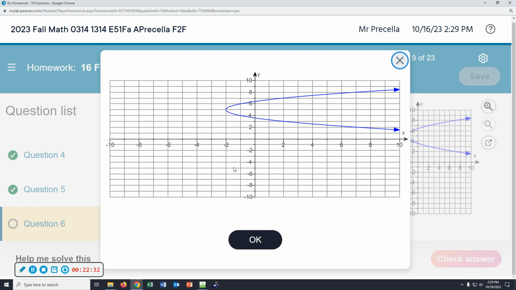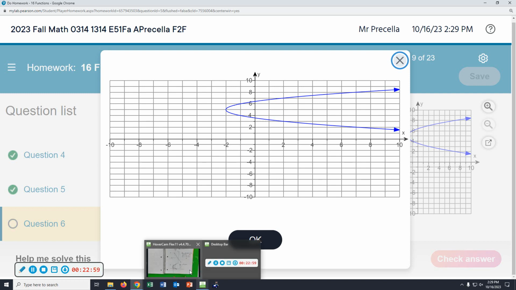So I'm trying to figure out what's the smallest x value. There's no negative 10 or negative infinity x value. Negative 2 is the smallest x value. Is negative 2 actually used? Yes, right there at that point. So the domain is going to include negative 2. The smallest x value is negative 2, but we want to include negative 2.